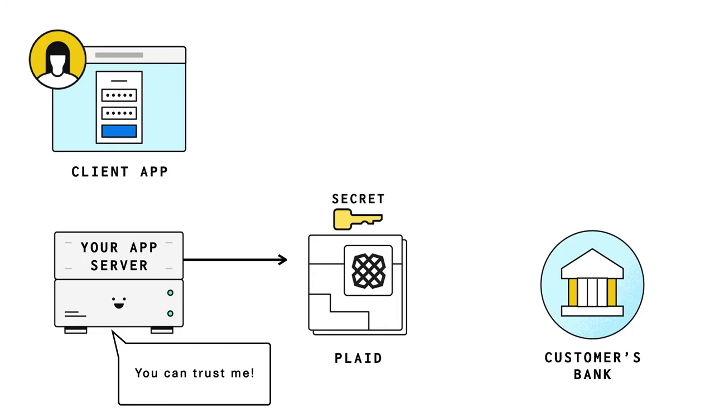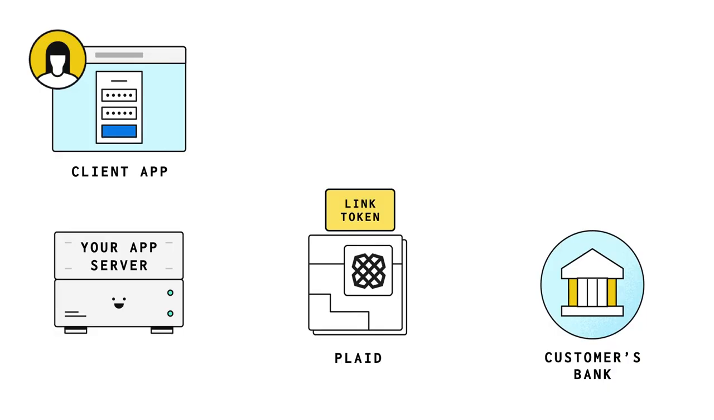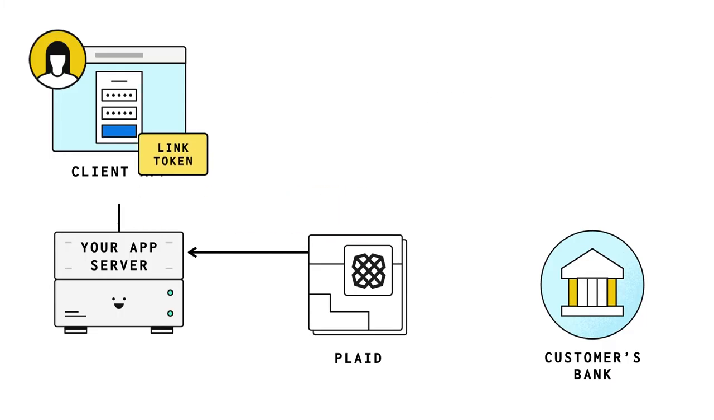And so your server will ask for something called a link token. This is essentially a one-time password that's valid for about 4 hours. If you send that token up to your client, then your client can talk to the Plaid service directly by passing along this link token. Plaid can then examine this link token and be pretty confident that you are who you say you are.